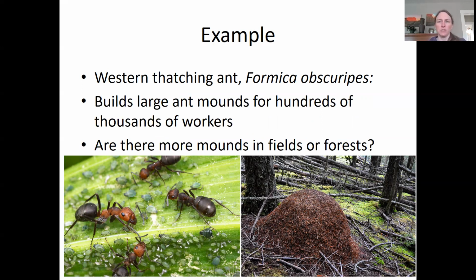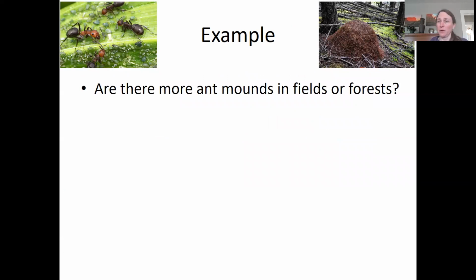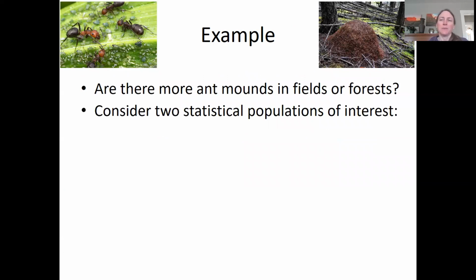Maybe you have a research question. Are there more ant mounds in fields or forests? So for example, this could be our research question, and we would want to consider two populations of interest. One would be all of the ant mounds in all of the forests of the world. And the other population would be all of the ant mounds in all of the fields of the world. If you think about these two big populations, I think of them as like these nebulous, unknowable populations.